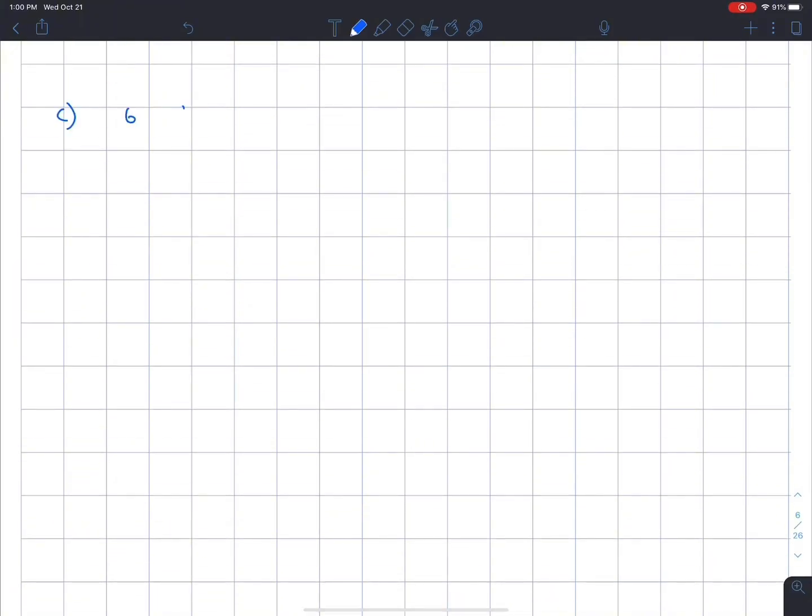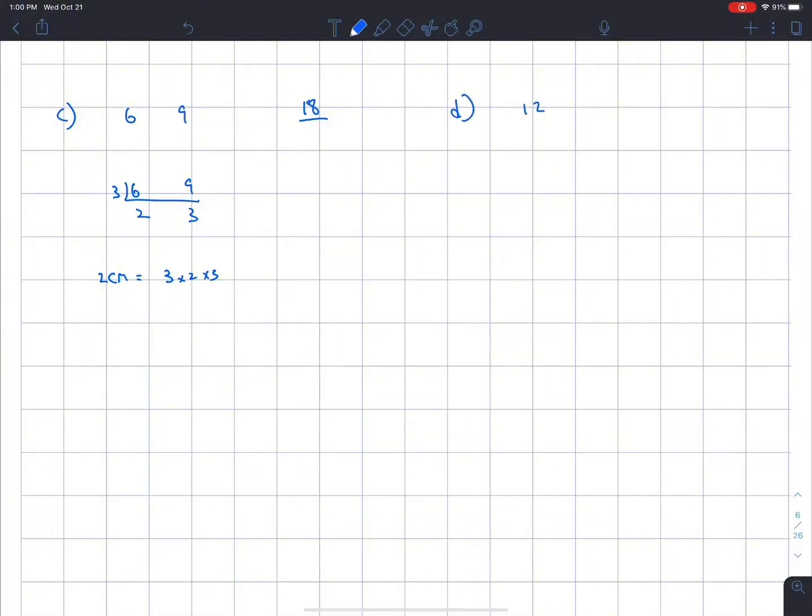C, 6 and 9. So 6 and 9 can both be divisible by 3. Now that they are all prime at the bottom, I can start to multiply them. So the lowest common multiple is 3 times 2 times 3. 3 times 2 is 6. 6 times 3 is 18.